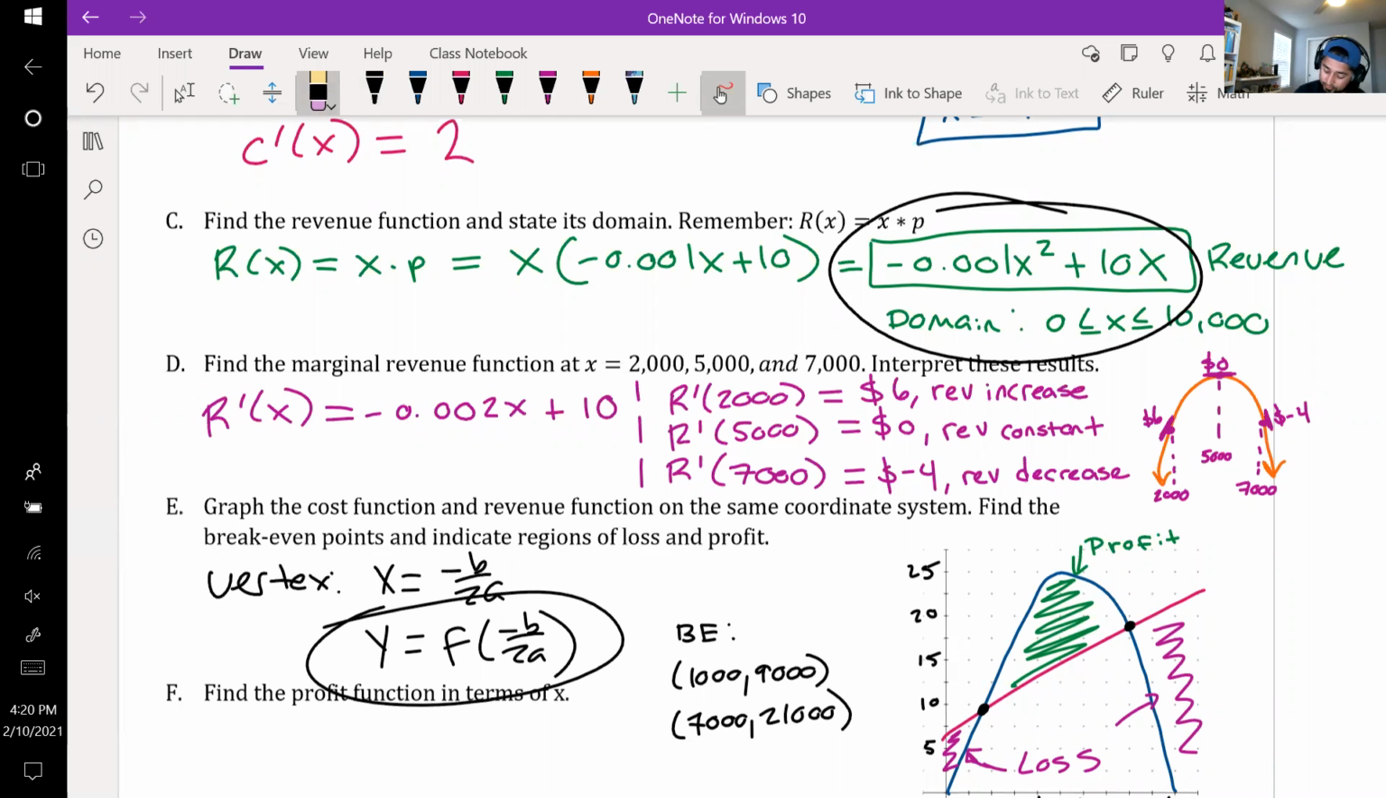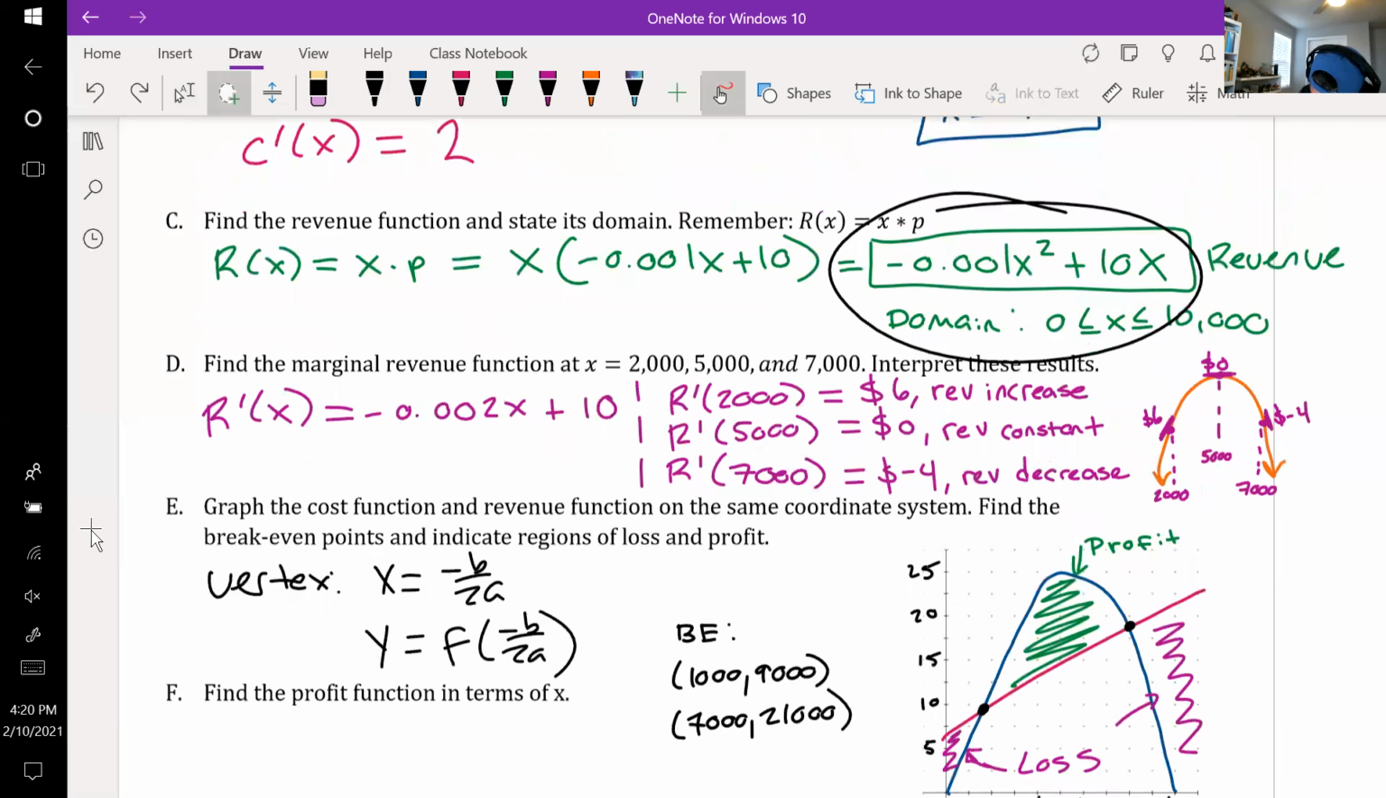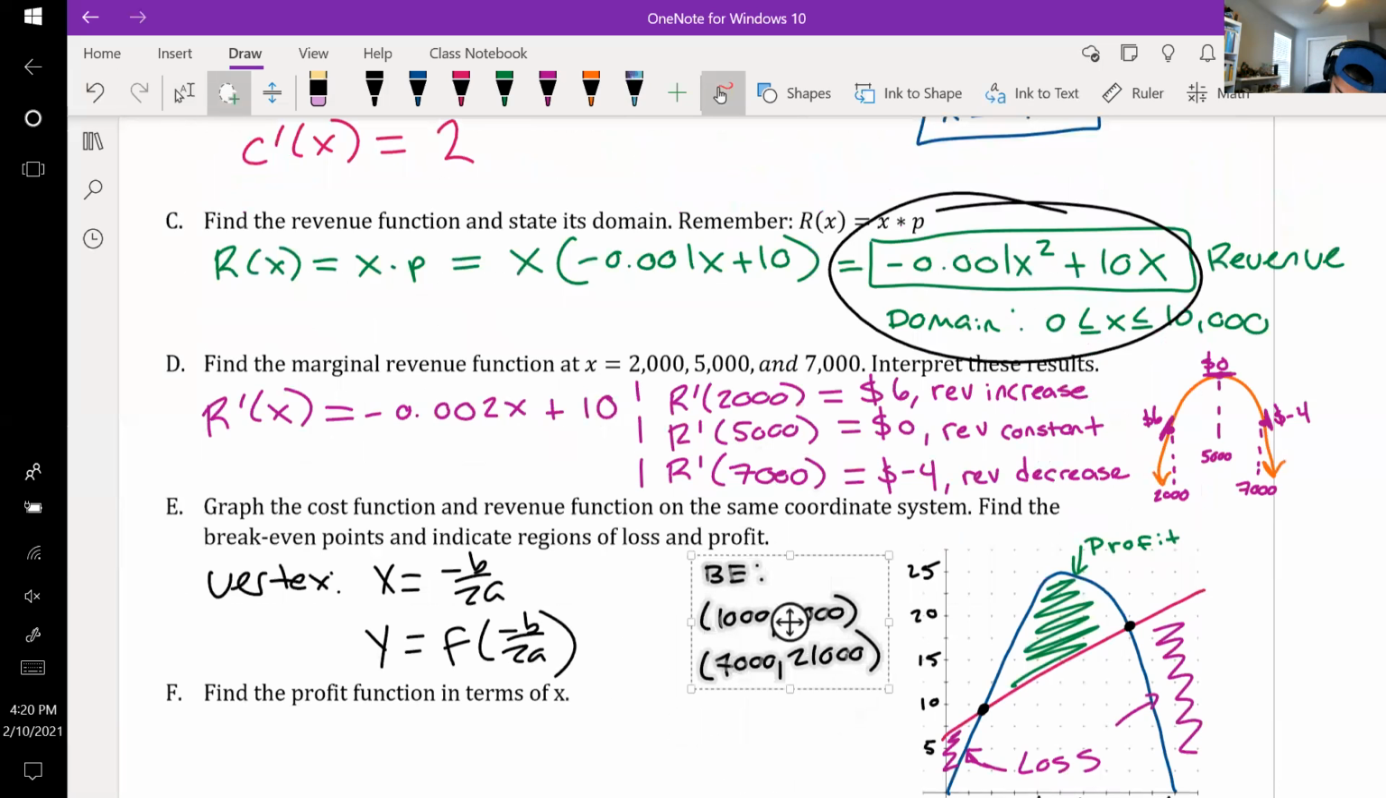All right. So there's that. Making the work easy. And now on to F. Find the profit function in terms of x. Okay, so now our job is to find profit. Let me move this up.